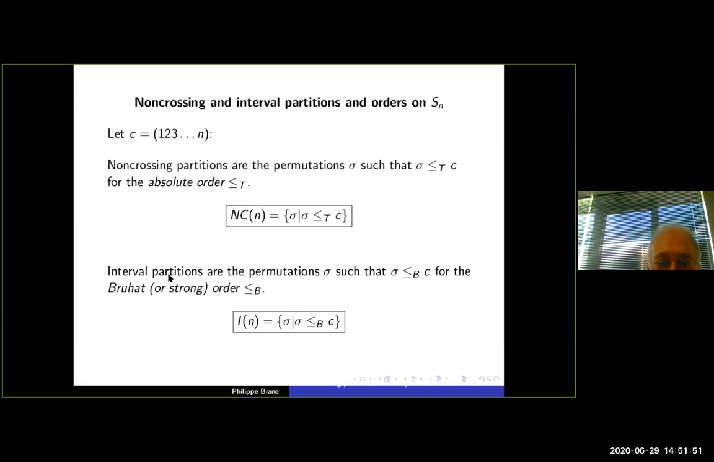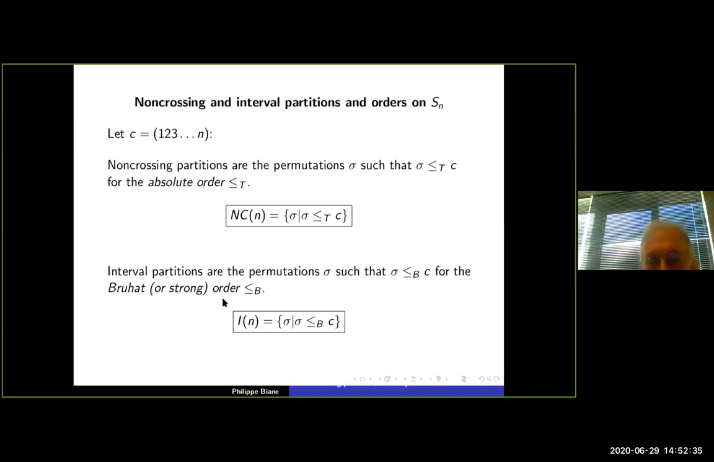And there is a similar characterization. Interval partitions are the permutations sigma such that sigma is smaller than c with respect to the Bruhat or strong order. So I of n is the set of sigma which are smaller than c with respect to the Bruhat order. And again, the order for which it is a Boolean lattice corresponds to the Bruhat order. Of course, I need to define the absolute order and the Bruhat order. These can actually be defined for any finite Coxeter group, and even not only finite, but I will be only interested in finite Coxeter groups here.